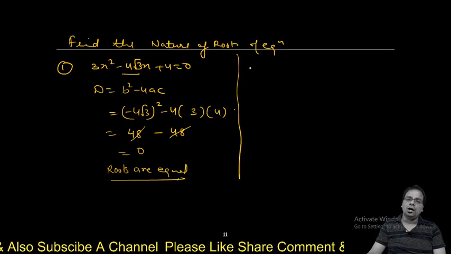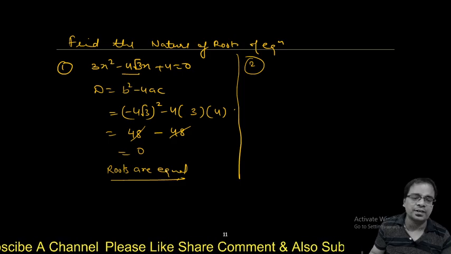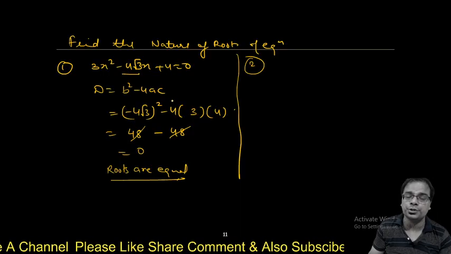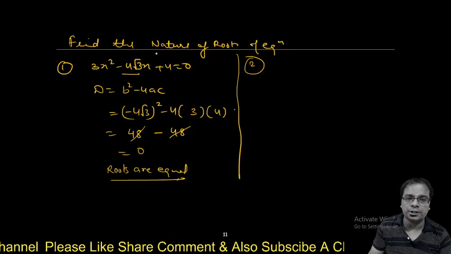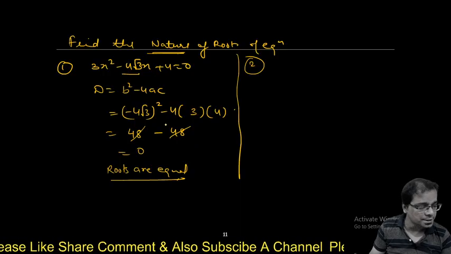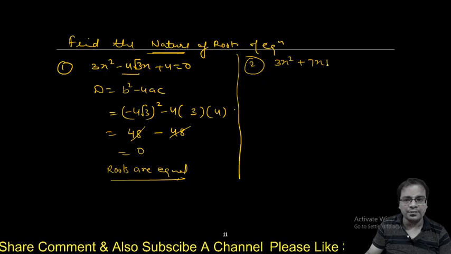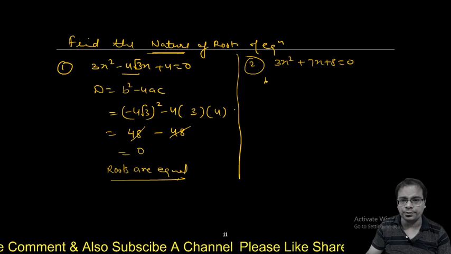Is it clear? In the previous questions, the question already gave that roots are equal, so we applied d equal to 0 directly. Now here we need to find the nature of the root of the equation, whether d is equal to 0, greater than 0 or less than 0. Similarly, we are moving to the next one, that is 3x square plus 7x plus 8 equal to 0 is the equation. Find the nature.